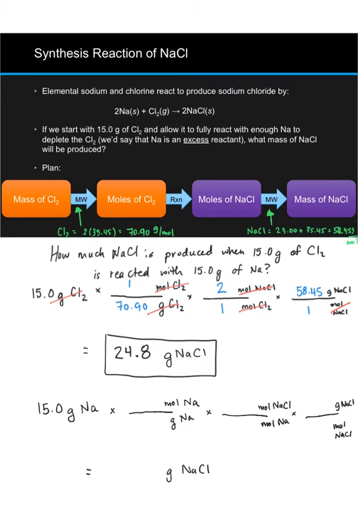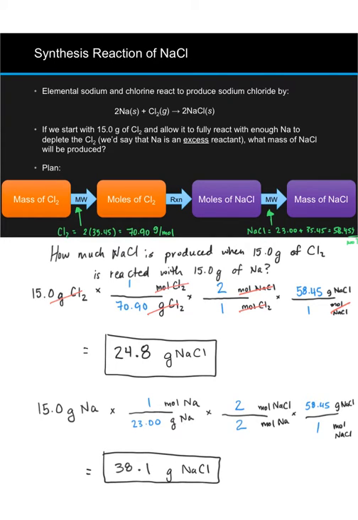Our coefficients will be built in as follows. 1 mole of sodium has a molar mass of 23 grams per mole. The coefficient in front of sodium chloride in the reaction is 2. The coefficient in front of Na is 2. Our molar mass of sodium chloride is unchanged. It's still 58.45 grams per mole. When we carry through this calculation and keep 3 significant figures, we end up with a result that shows us 38.1 grams worth of sodium chloride would be produced.